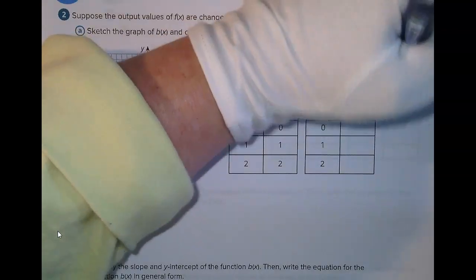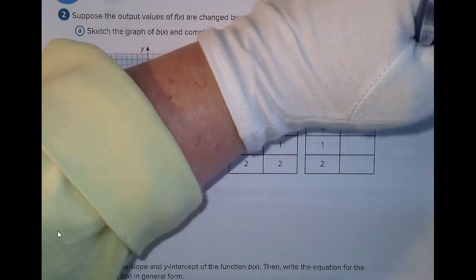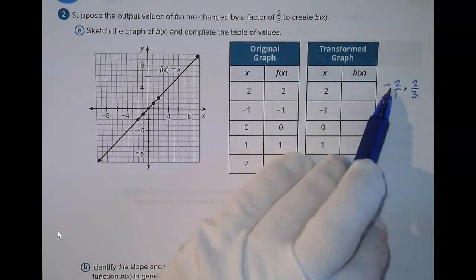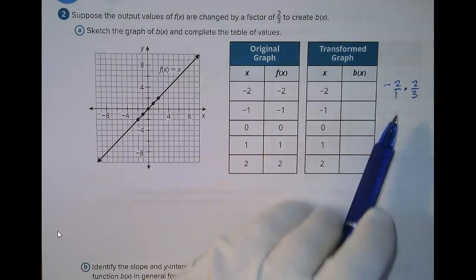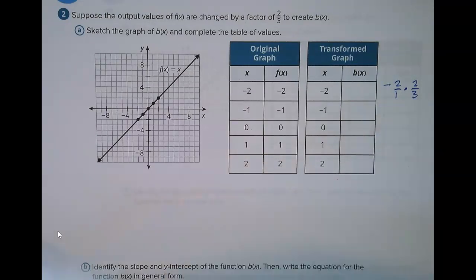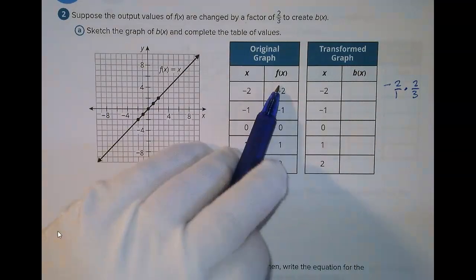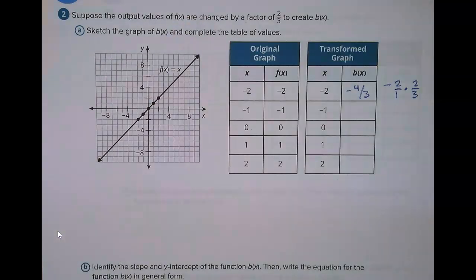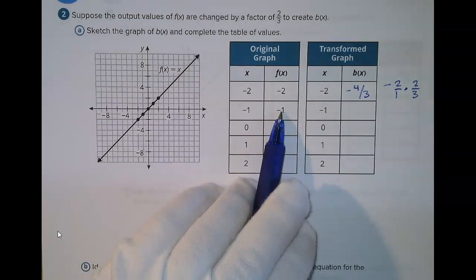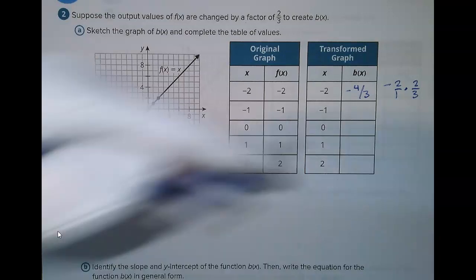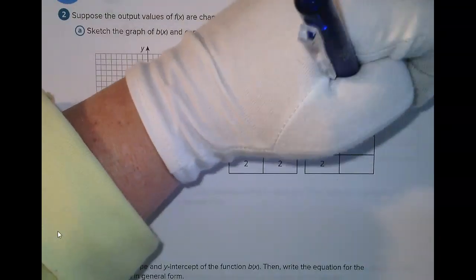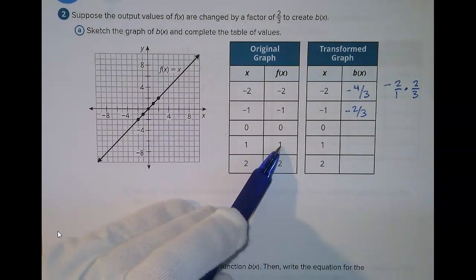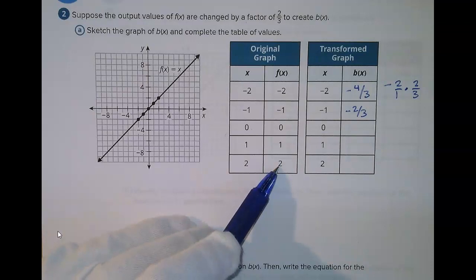Just if you see the first one, you'll probably find the rest to be, you might be able to do it in your head. So -2 times 2 is 4. 1 times 3 is 3. So -2 times 2/3 is -4/3. -1 times 2/3 is -2/3. 0 times 2/3, 1 times 2/3, 2 times 2/3.